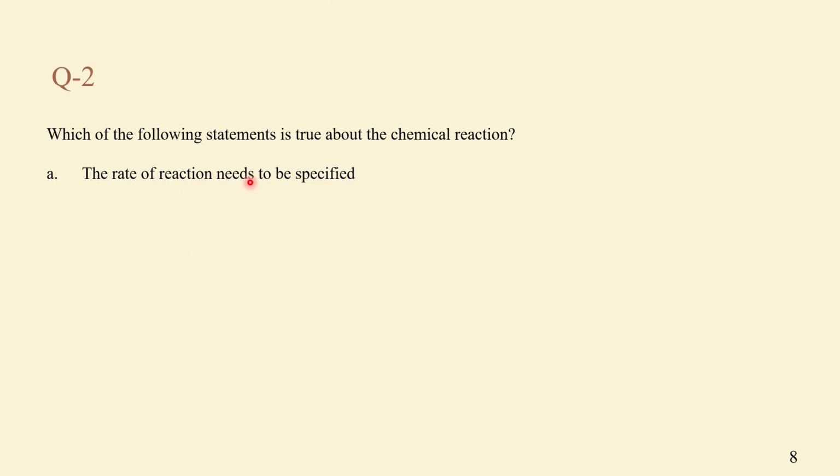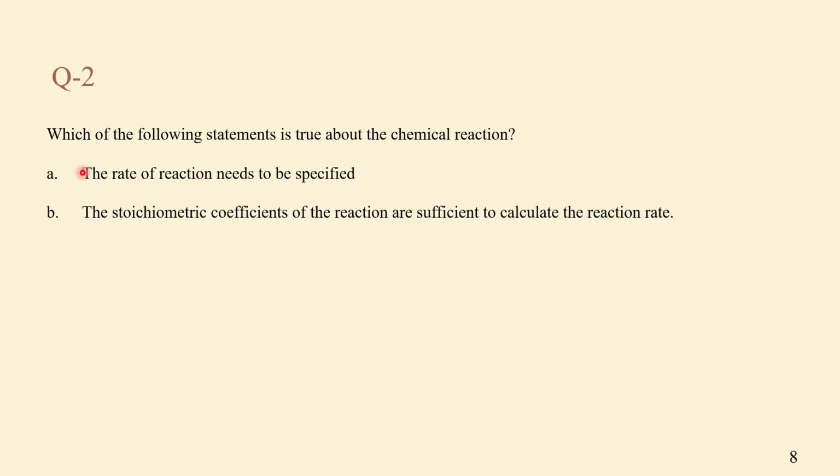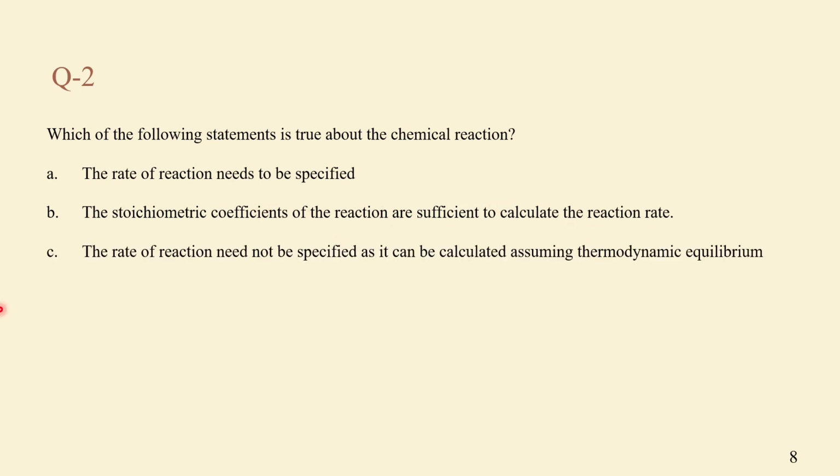Option A, the rate of reaction needs to be specified. Option B, the stoichiometric coefficients of the reaction are sufficient to calculate the reaction rate. Option C, rate of reaction need not be specified as it can be calculated assuming thermal equilibrium. Option D, kinetic parameters of the reaction rate need to be specified. Option D is the right answer, I think.